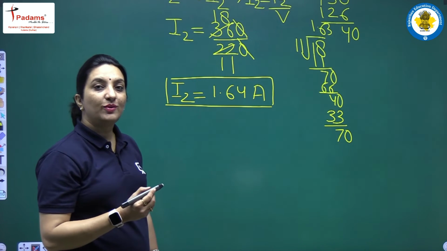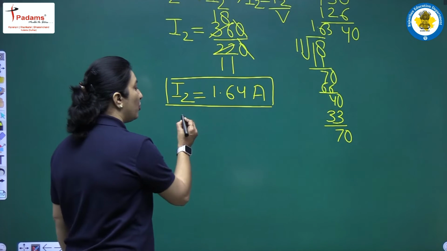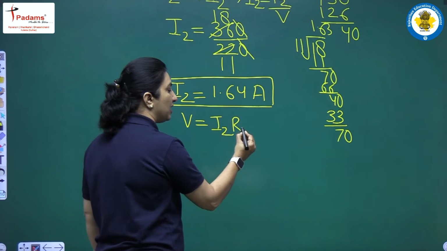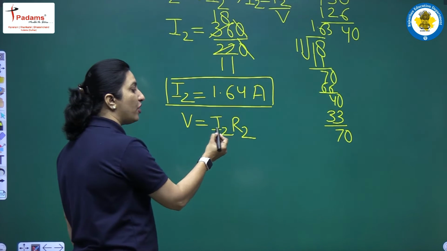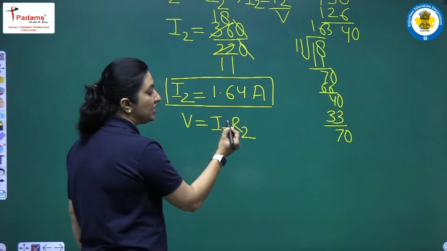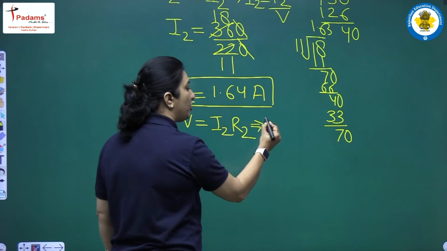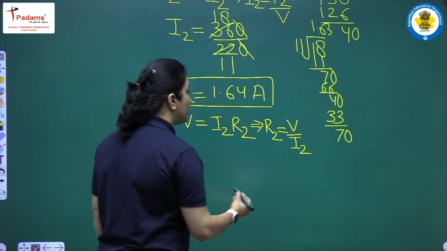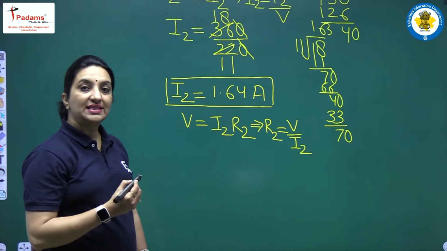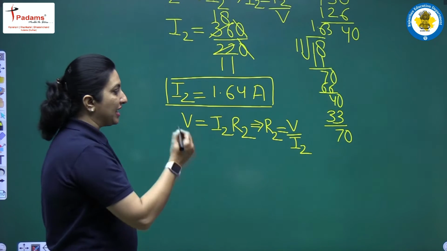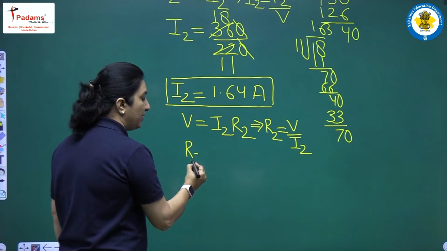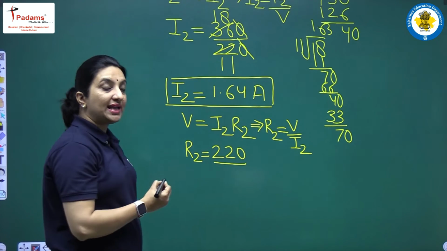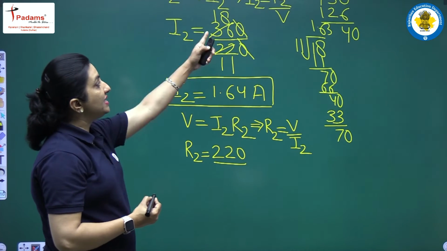Now using this value of current, we will calculate the value of resistance in the second case, and the resistance will be calculated using Ohm's law. So Ohm's law will give us that V is equal to I2 R2, and here we know the value of I2 and we know the value of V. We need to calculate R2. So R2 will be given by V upon I2. Again students, instead of taking the decimal numbers, we can take the fraction numbers also. So R2 will be equal to 220 upon 1.64, or I can take 18 upon 11.